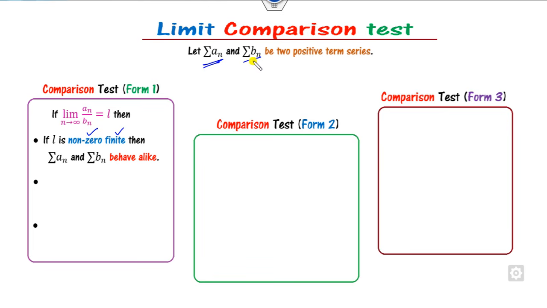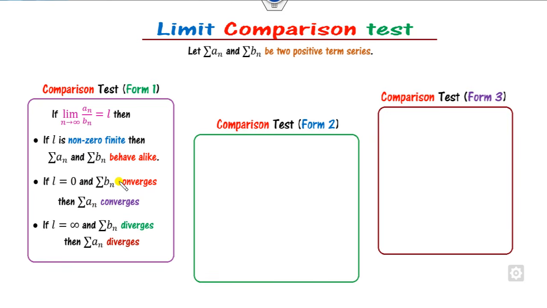What is the meaning of that? If you prove that b_n is convergent, then a_n is also convergent. If you prove b_n is divergent, then a_n is also divergent. If L is 0 and the series in the denominator converges, then the series a_n is also convergent. If L is infinity and b_n is divergent, then a_n is also divergent. All other cases are called divergent series.